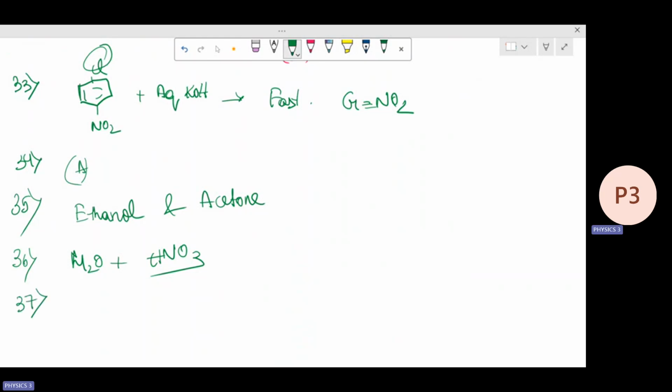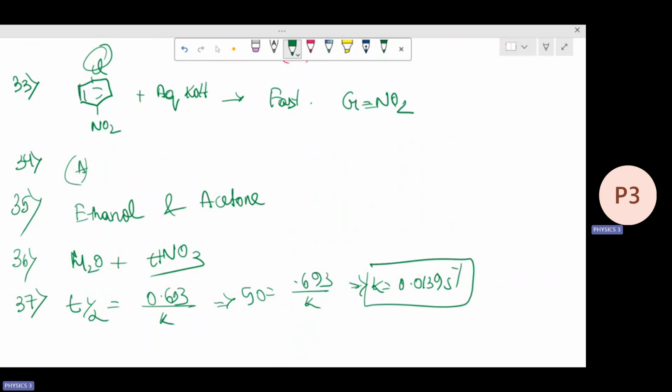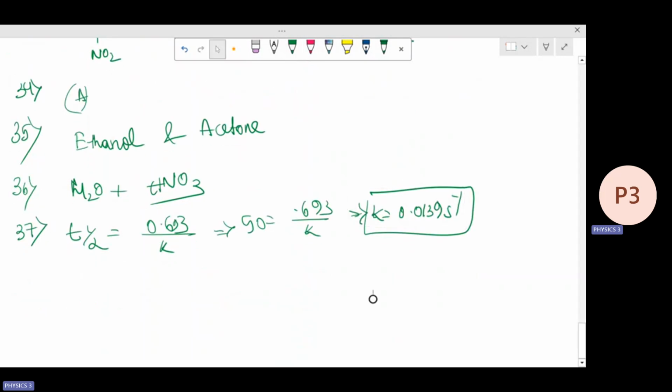Question number 37. You see the half-life they have given, and they're asking for the calculation. We know t half is equal to 0.693 by K. So 50 equals 0.693 divided by K. What will be my K? K will be 0.0139 per second.